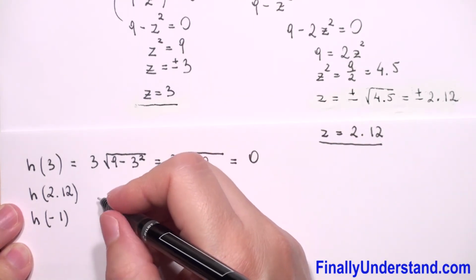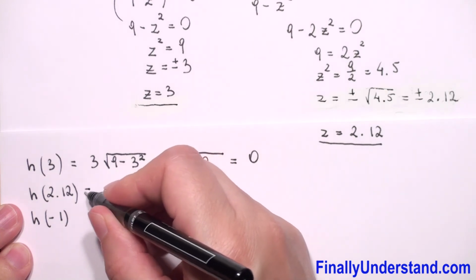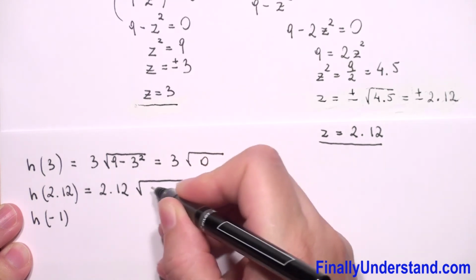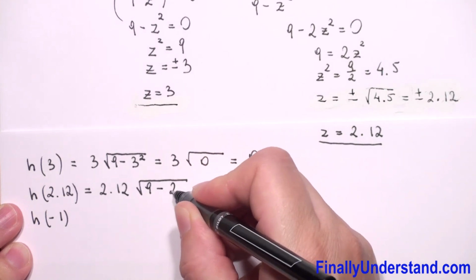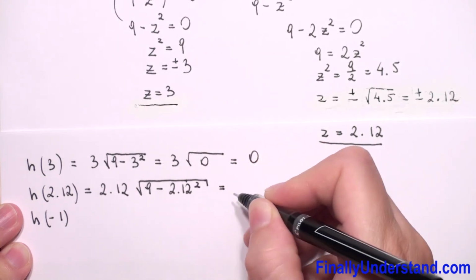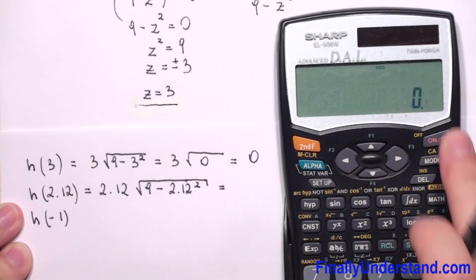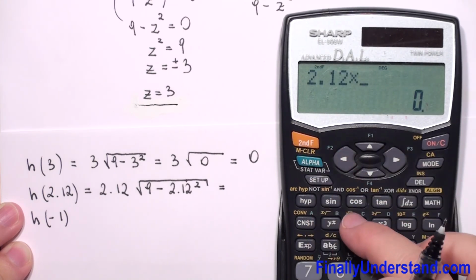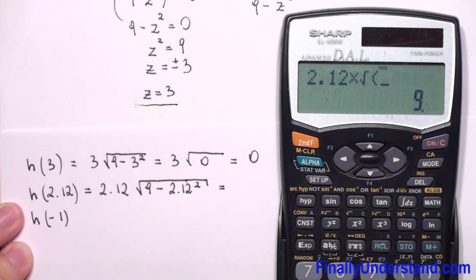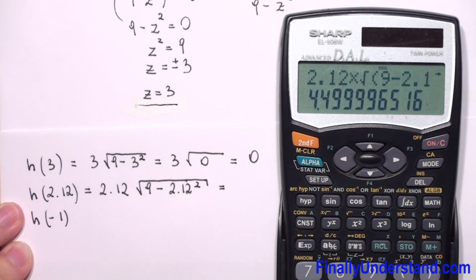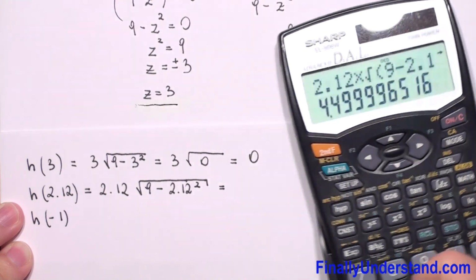Now we have to replace z by 2.12. So this is equal to 2.12 times the square root of 9 minus 2.12 to the second power. We can use a calculator. So we have 2.12 times the square root of, open parenthesis, 9 minus 2.12 to the second power, close parenthesis. This is equal to 4.49. We can write 4.5.